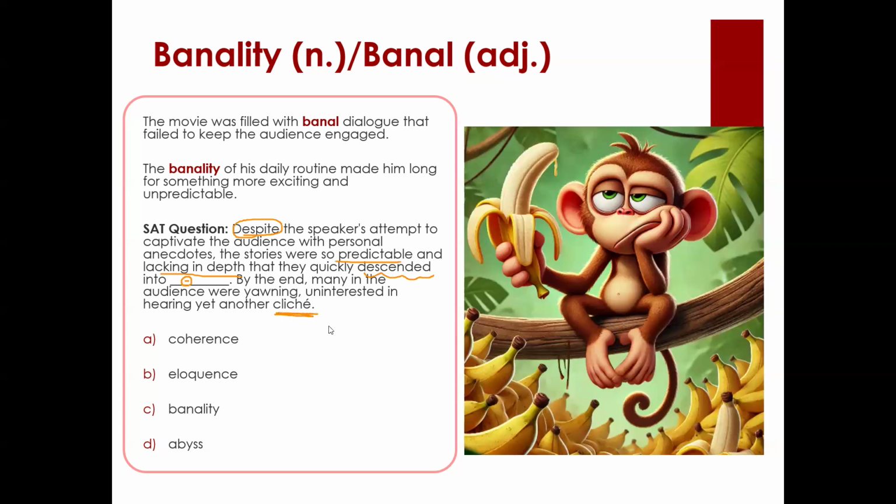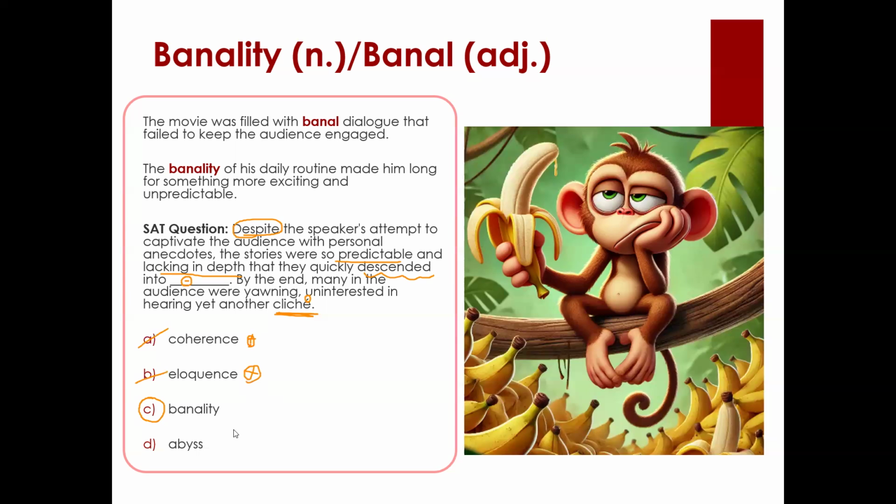So, cliche is another word. It comes from French. That's why it has the accent on the E. But something that is cliche is also overused. So, banality. Now, if you look at A, B, and D, A is coherence. So, when something is coherent, it is well connected and easy to understand. So, it's a positive word, which can be crossed out. Eloquence, when you say someone's very eloquent, the person is very good with words, very articulate and persuasive. So it is another positive word, which can be crossed out.